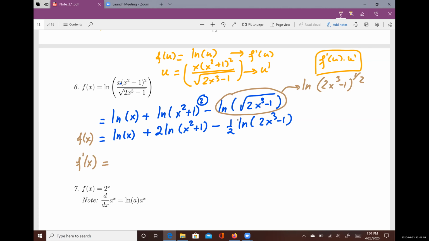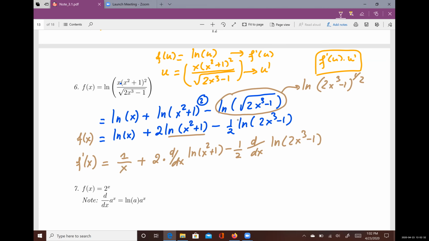All right, so now is the time when I can try to find the derivative of f of x. I'm using the sum and difference rule of the derivative to find this derivative. So first, the derivative of natural log of x is 1 over x. Second, what is the derivative of 2 natural log of x squared plus 1? I take 2 multiplied by the derivative of natural log of x squared plus 1. Minus 1/2 of the derivative of natural log of 2x cubed minus 1.